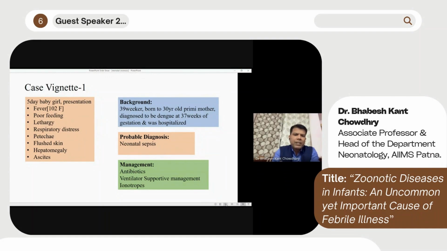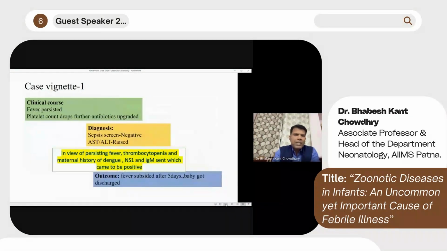The baby received ventilator and non-invasive ventilator support along with inotropes, because at that time the baby had features of shock. But in spite of this antibiotic and support, the baby had persistent fever even after 3 days of treatment, and the platelet count was also dropping. Initially it was 1,20,000, now decreased to 60,000. The septic screen was negative, but the liver enzymes were raised.